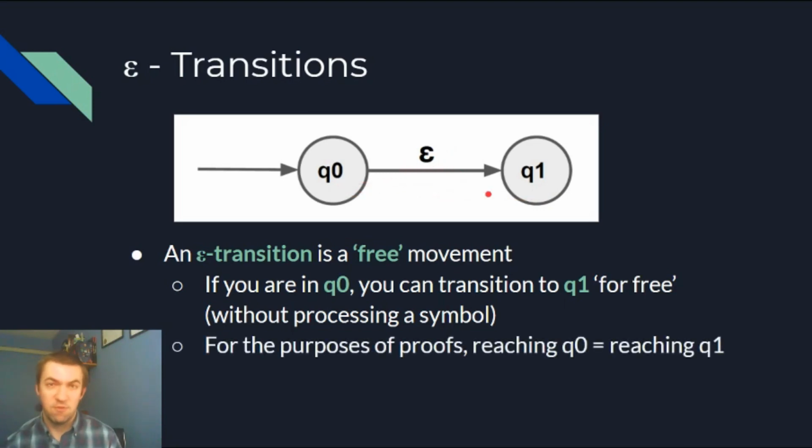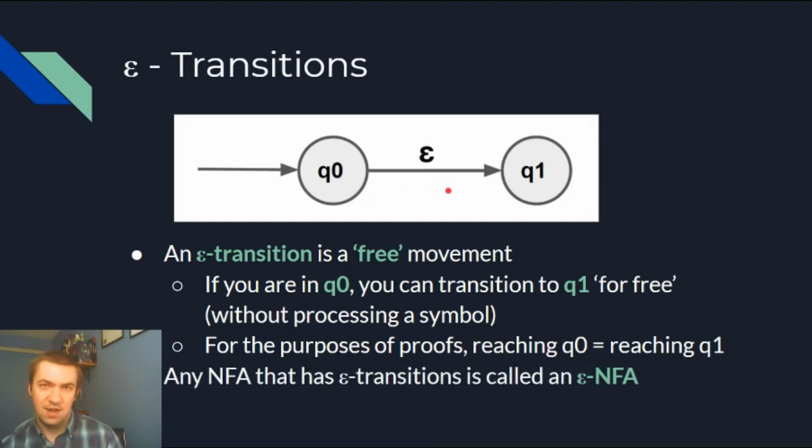For the purposes of proving anything, if you want to show that you have reached or not reached a certain state, reaching Q0 in this diagram is effectively equivalent to reaching Q1 because the difference between these is nothing, the empty string. Also, any NFA that happens to have epsilon transitions can also be called an eNFA. For the purposes of this presentation, I'm just going to call them all NFAs in general, but you might want to distinguish between NFAs where they don't have any epsilon transitions and those where they do.